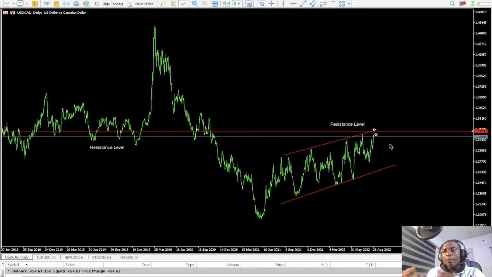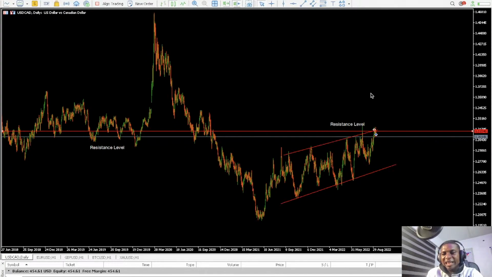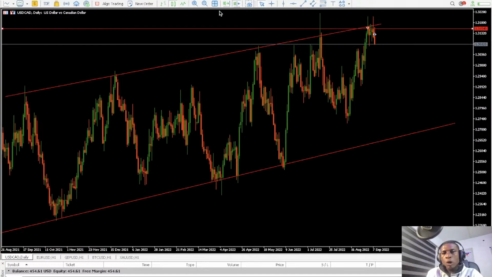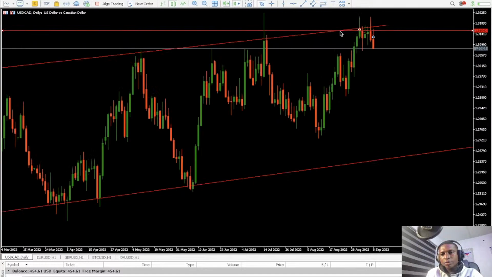Comfort had said sell. That is the signal that we are getting here. The signal that we are getting here is to sell because price is currently at a resistance level and price will be rejected at this resistance level. So if you look at it closely now on the daily time frame, what do you think is happening here?